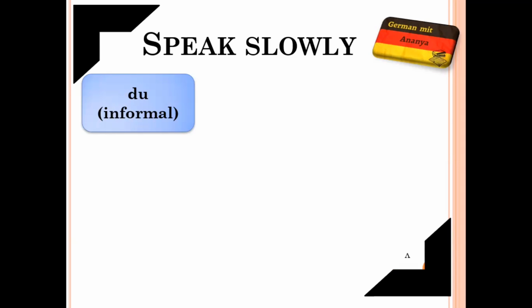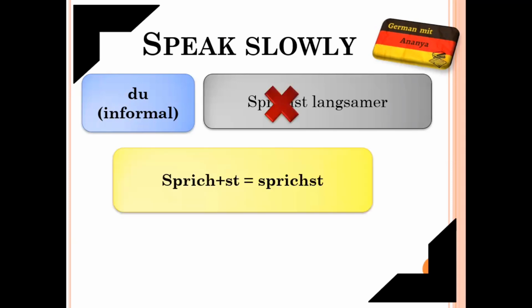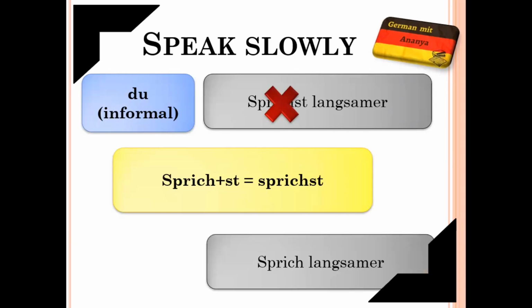There will be no subject in case of du. For example, if it is du, then my sentence will be sprichst langsamer. But it is incorrect. So how do we form it? We use sprich plus st. So what we will do, we will remove this st. Then the remaining will be my du imperative, like sprich langsamer.